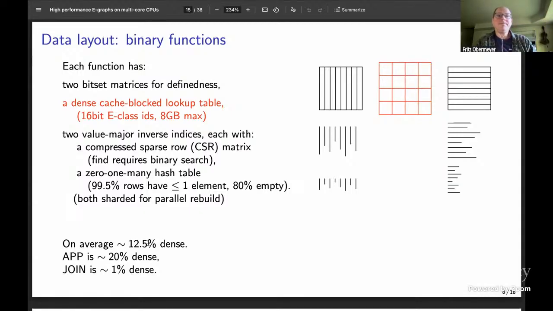Sorry, I have one more question. 16-bit E-class IDs is a little spooky in some sense. But I guess this is playing into your constraint, where you're not creating any... is 16 bits enough, right? That's not that many E-classes. 2 to the 16 is just not that big.